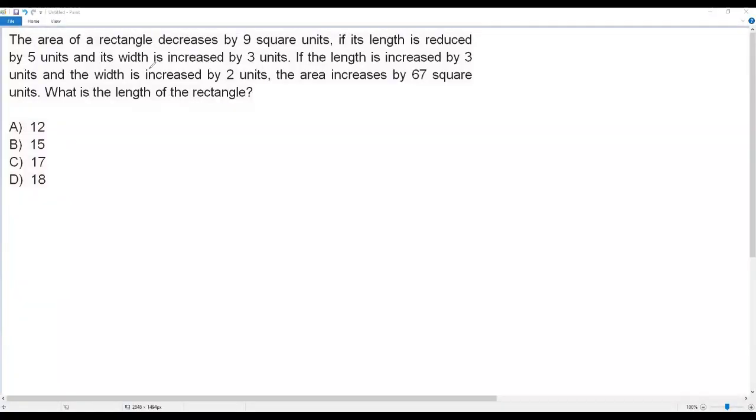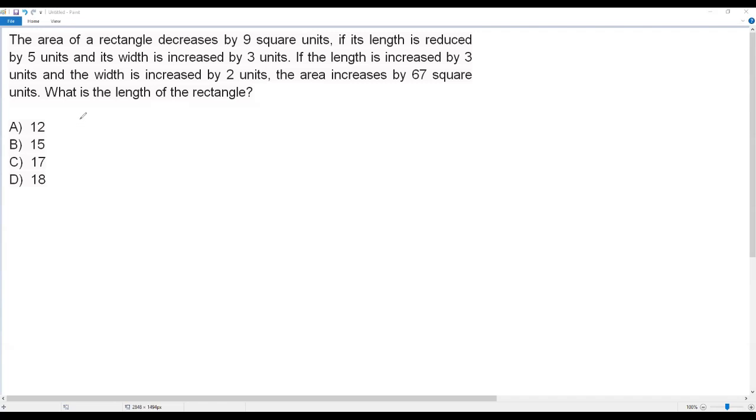Here I have a SAT math question. Okay, let's go with the information. The area of a rectangle decreases by 9 square units if its length is reduced by 5 units and its width is increased by 3 units. If the length is increased by 3 units and the width is increased by 2 units, the area increases by 67 square units. What is the length of the rectangle?